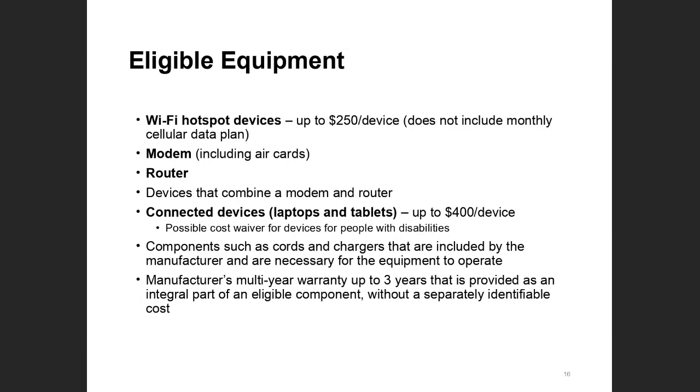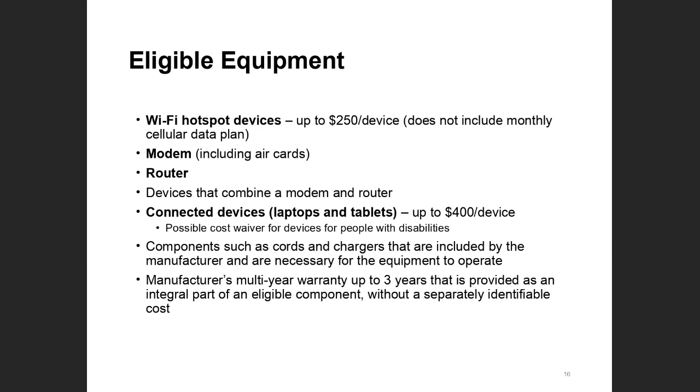I do want to note that there is a waiver when you're purchasing devices for people with disabilities. Maybe it's more expensive to get a device that really supports certain accessibility features. So in that case, you would need to request a waiver of the program rules from the FCC and give a reason about why this particular device that costs more than $400 should be funded in full.